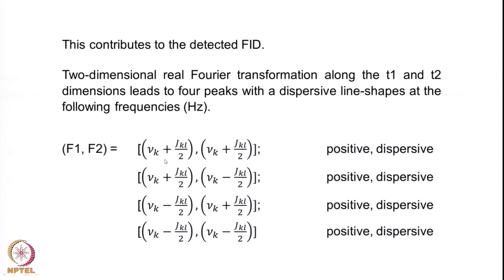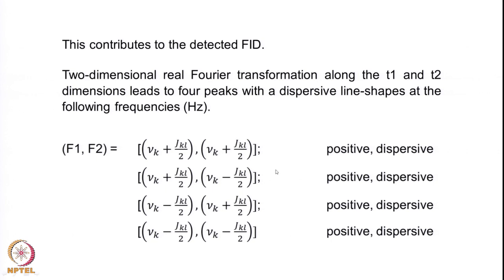So we will have a frequency peak at nu k plus JKL by 2, nu k plus JKL by 2 along the F1, F2 dimensions. Then I will have here nu k plus JKL by 2 and nu k minus JKL by 2. This is along F1, this is along F2, and this is again nu k minus JKL by 2 and nu k plus JKL by 2, and nu k minus JKL by 2 and nu k minus JKL by 2. So we will have 4 peaks. These are centered around the nu k frequency. Nu k is the frequency of the k spin.